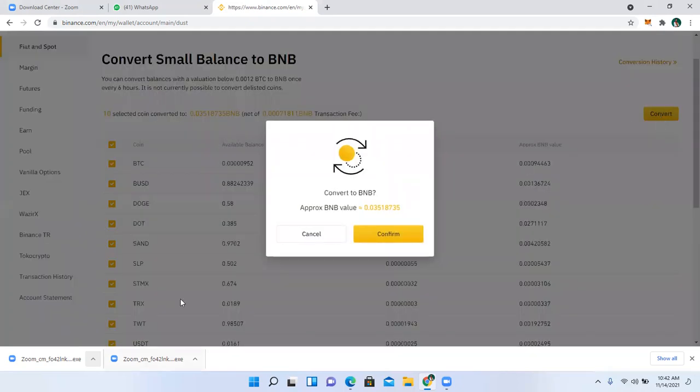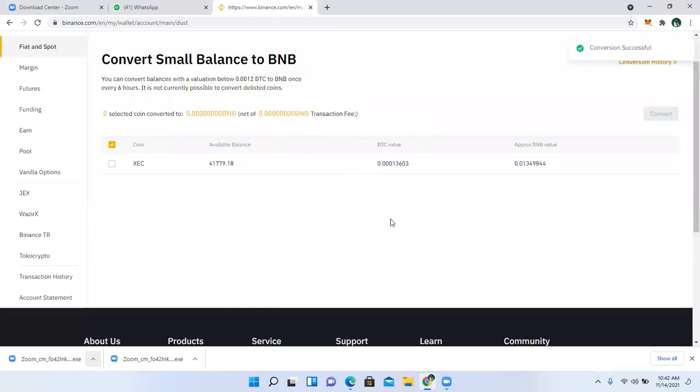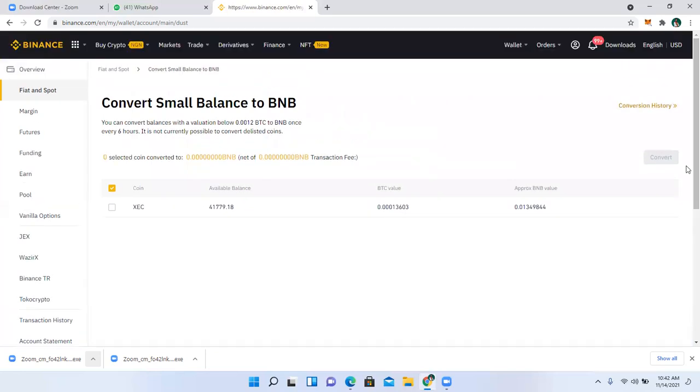If I click on convert, this is the approximate amount of BNB I will get once I convert it. I'll get 0.0351 BNB, right? So I just click on confirm, and now I've converted everything to BNB. If I go back, I didn't show you my BNB value before, but it has been added to my BNB value, right? So once in a while, you want to do this to just clear off dust.